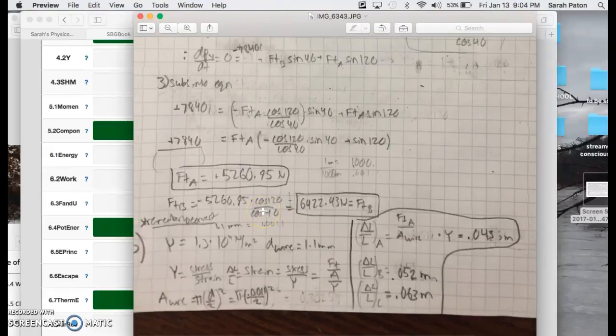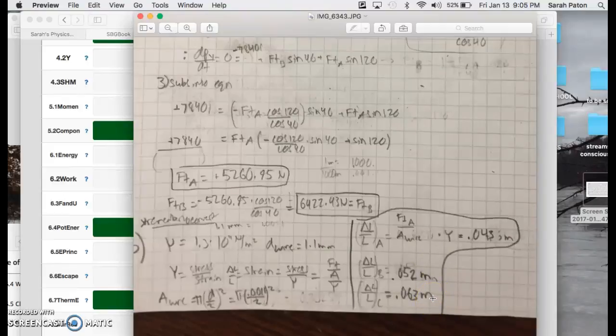Next, I was asked to find the strain in each of the wires. So what I did was I remembered the equation for Young's modulus, which was Y equals stress over strain, and strain is delta L over L. So I knew that my strain would have to be equal to my stress, i.e. my tension force over my area, over Y. So I simply did that for each of my three wires.